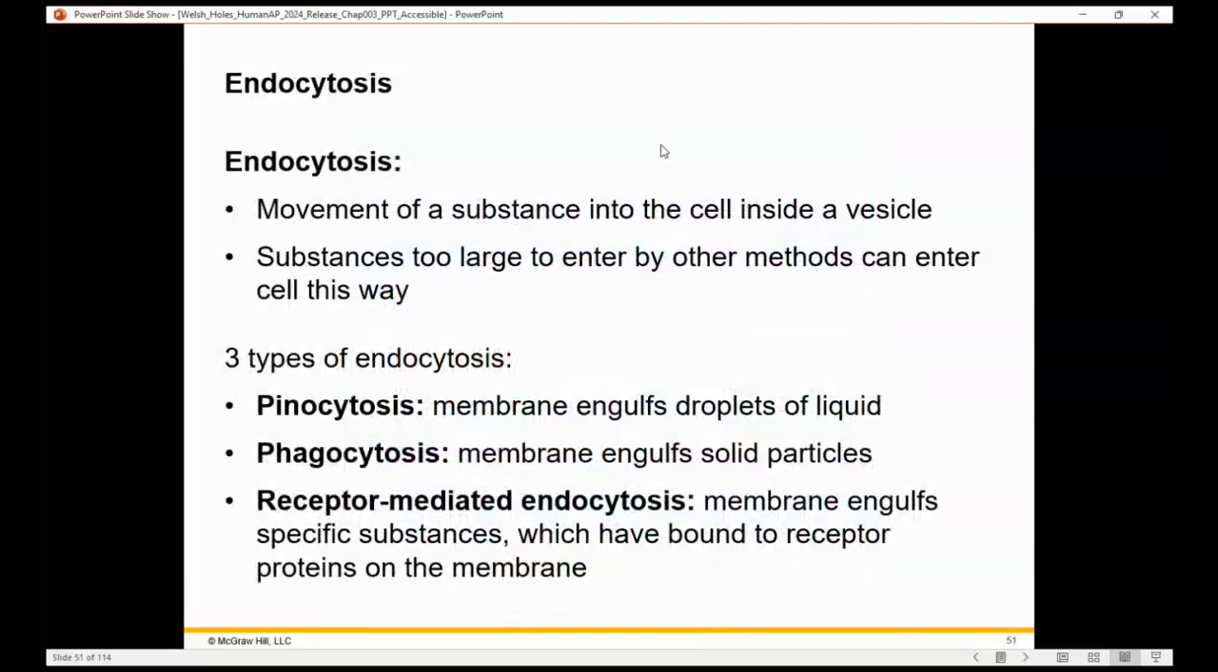Okay, another form of an active process, endocytosis, movement of a substance into the cell inside a vesicle, like a bubble. Substances too large to enter by other methods can enter the cell this way. And there's three types of endocytosis. Pinocytosis is when the membrane engulfs droplets of liquid. Phagocytosis is when the membrane engulfs solid particles. And then receptor-mediated endocytosis is when the membrane engulfs specific substances which have bound to receptor proteins on the membrane.